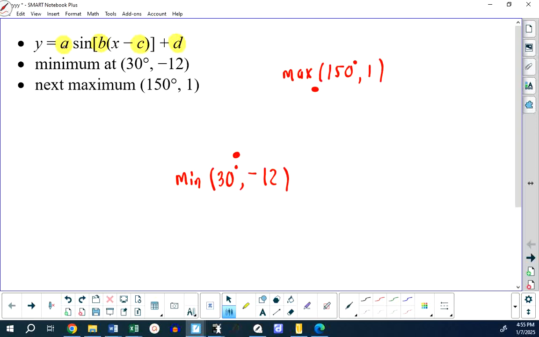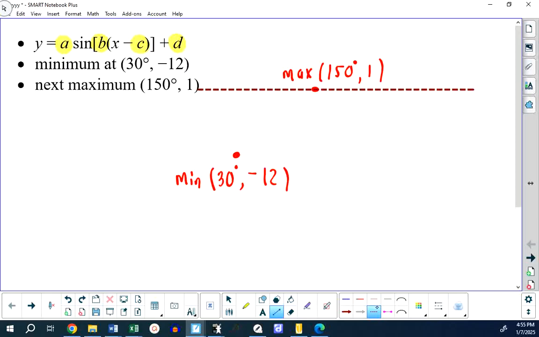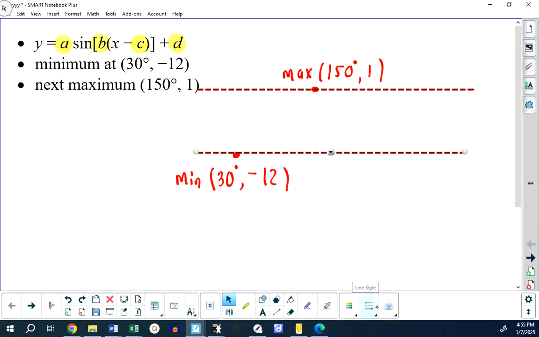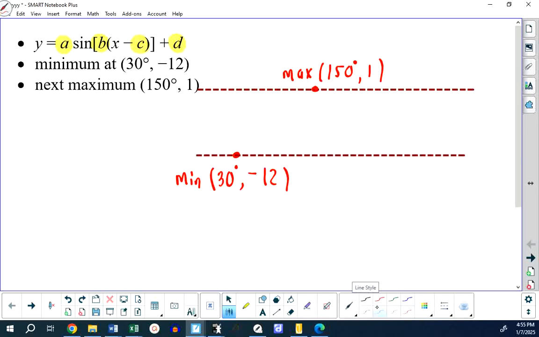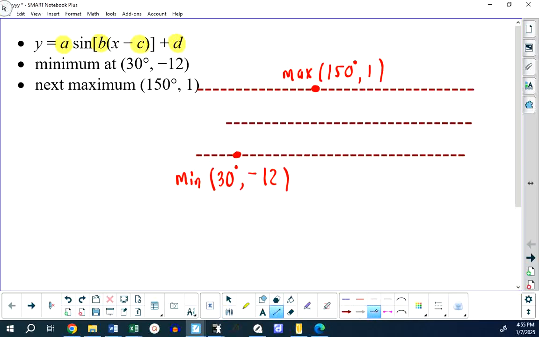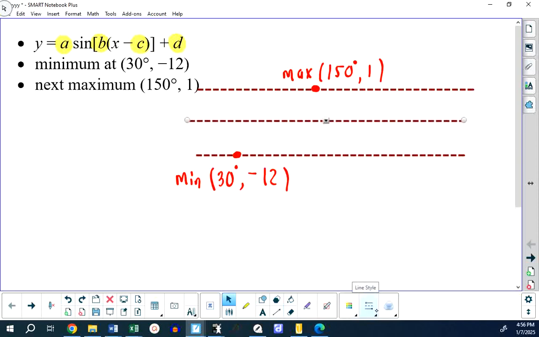When I get students to solve these kinds of problems in my class, I always recommend that they draw horizontal lines in three particular locations. One of the locations will always be where the minimum is. One of the locations will always be where the maximum is. And then I recommend drawing a horizontal line which is in between the maximum and the minimum and is halfway in between. And I'm going to write the equations of these horizontal lines.